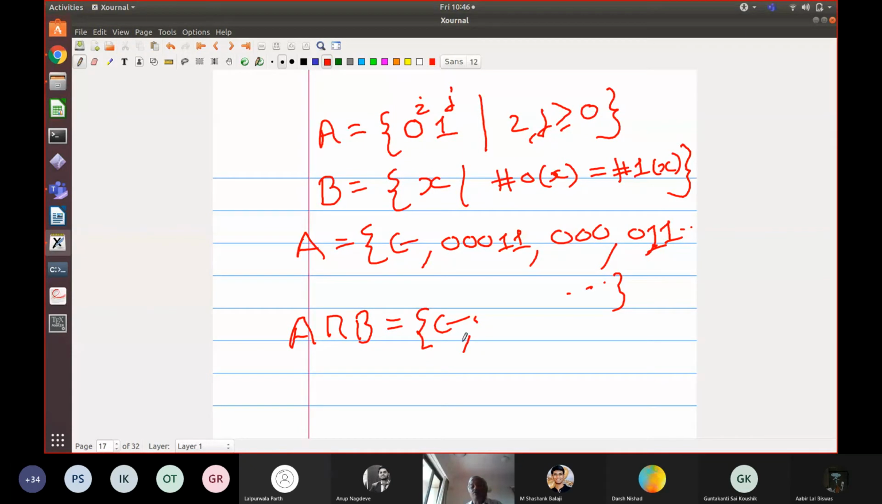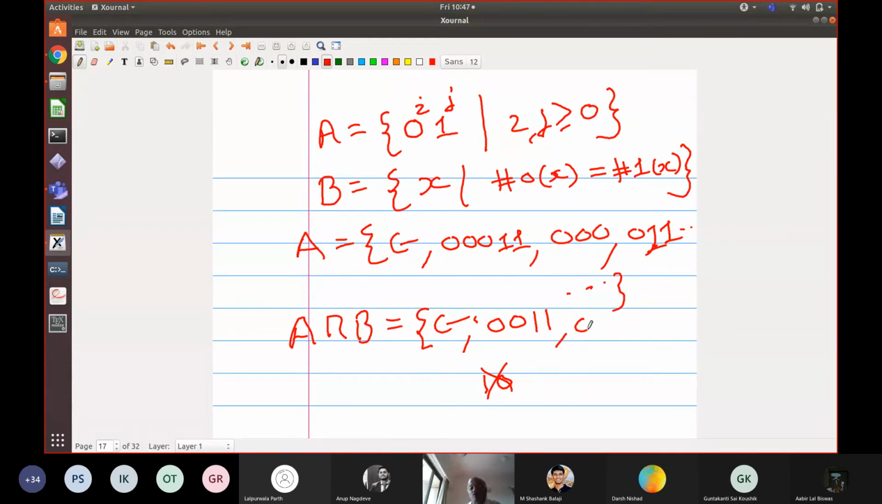What about the string 0, 0, 1, 1? Well, it's a string where there is a sequence of zeros followed by a sequence of ones. So it is in A. Also, the number of zeros is the same as the number of ones. So it is also in B. So it is both in A and B, and that's why it's in the intersection of A and B. What about 1, 0? 1, 0 is not in A. It is in B because the number of ones is equal to the number of zeros. So it is not in the intersection because it is not in A. So this I can't include.